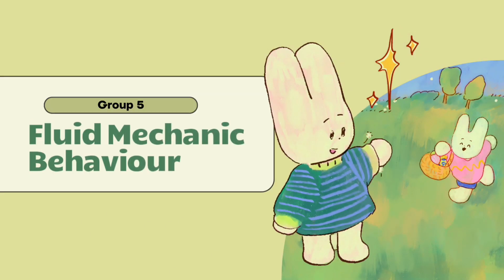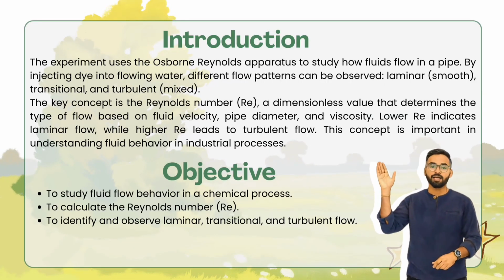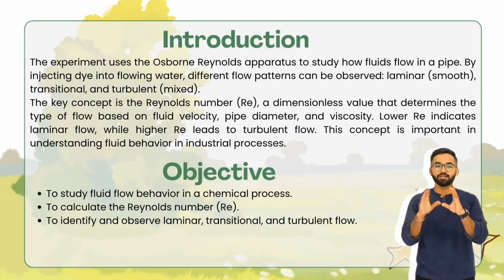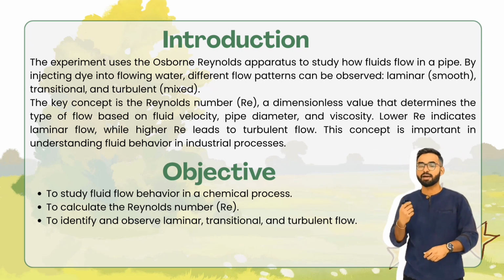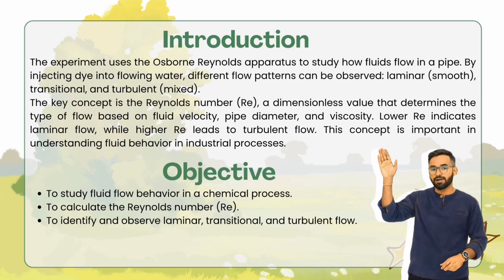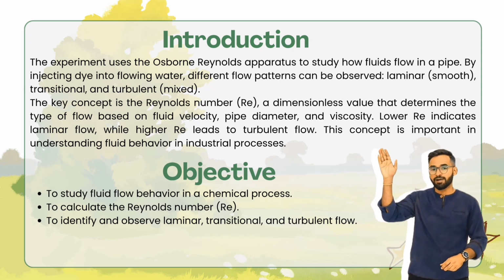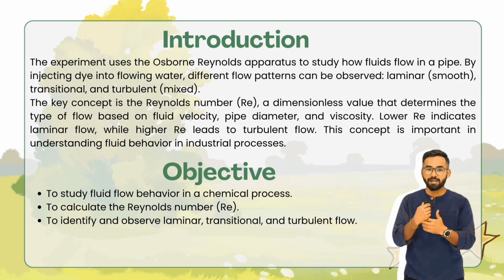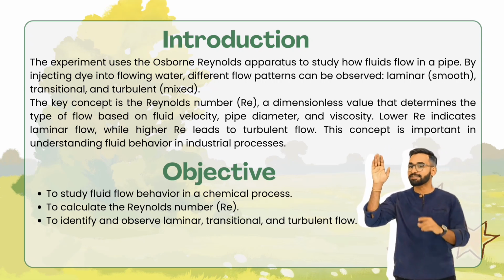Fluid mechanics. The experiment demonstrates laminar, transitional, and turbulent flow using the Osborne Reynolds apparatus. The water flows from a header tank through a transparent pipe, allowing flow patterns to be visualized using dye injection. The flow rate is controlled and measured, enabling the calculation of fluid velocity and the Reynolds number.